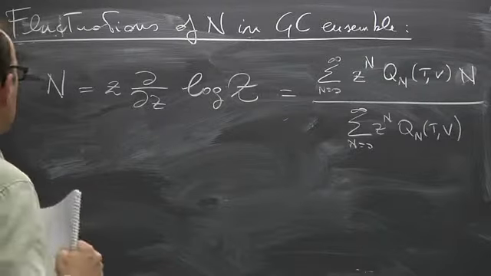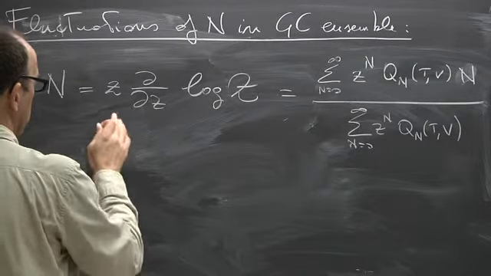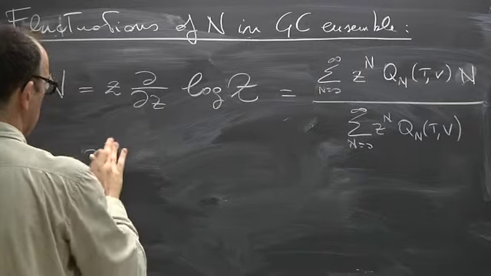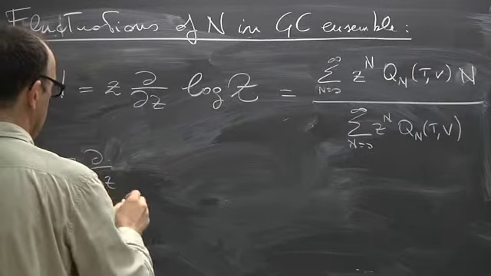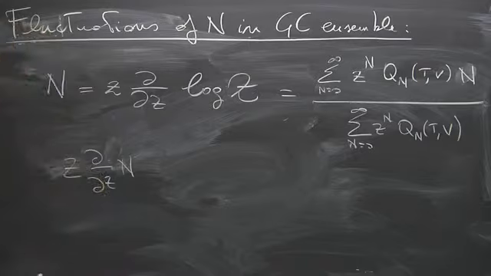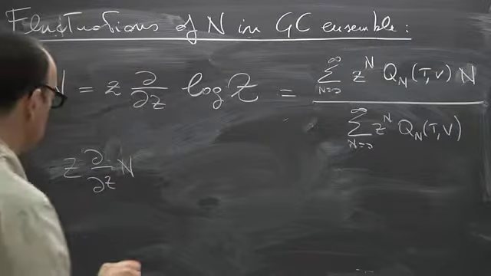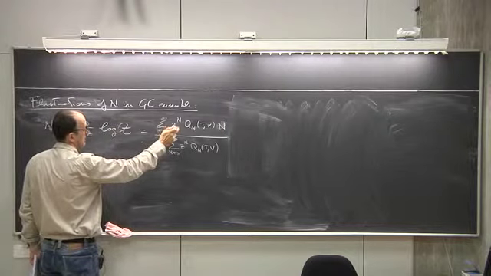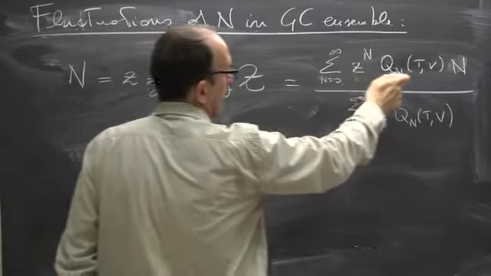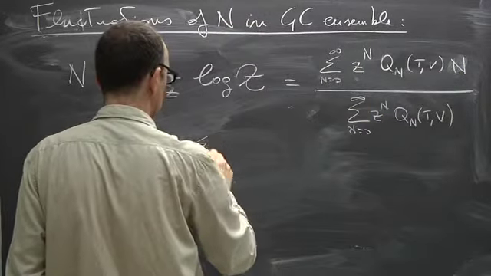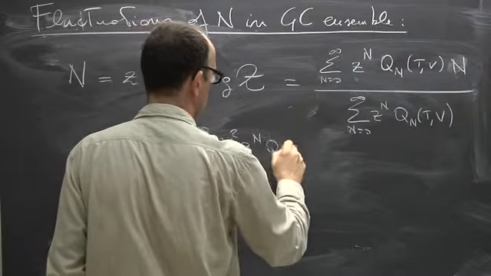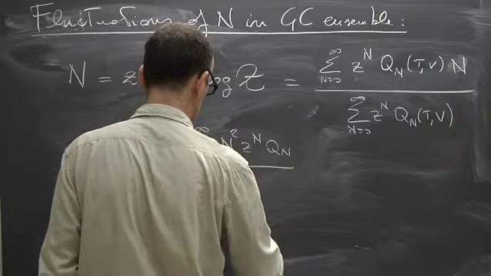Now, if you take a second derivative of this with respect to z, to the fugacity, if you take a further derivative, then if you take the derivative up here, you have another n which comes out. So there is n squared z to the n times qn divided by the same thing.